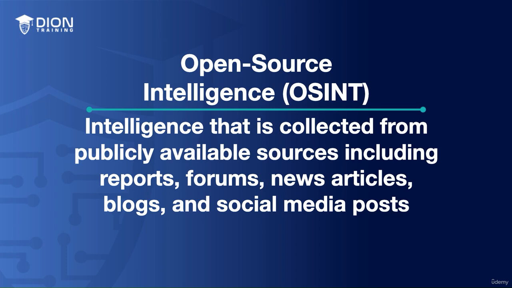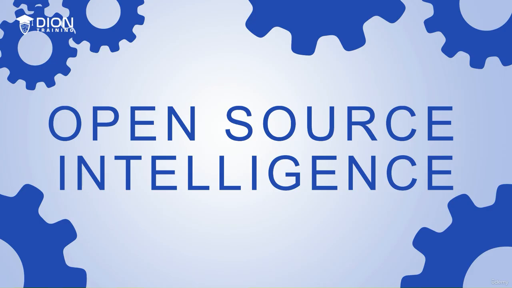Now, open source intelligence, also known as OSINT, is the intelligence that's being collected from publicly available sources, including reports, forums, news articles, blogs, and social media posts. Open source intelligence feeds can be a great source of information, and they're usually available at no cost to you. Some popular open source intelligence feeds include those provided by AlienVault's Open Threat Exchange, the SANS Internet Storm Center, and various forums and blogs where security researchers share any new findings that they've identified out in the wild.